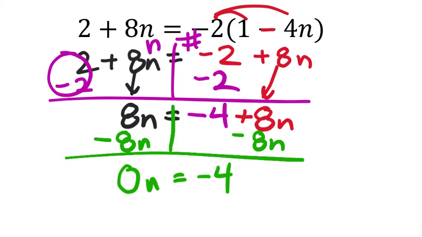So 8n minus 8n there in red and in green, that zeroes out, okay? And then notice here in black and green, I've got 8n's minus 8n's. How many n's would that be? It'd be 0 n's. And then the negative 4, we just dropped that to get negative 4 here, like this, okay?